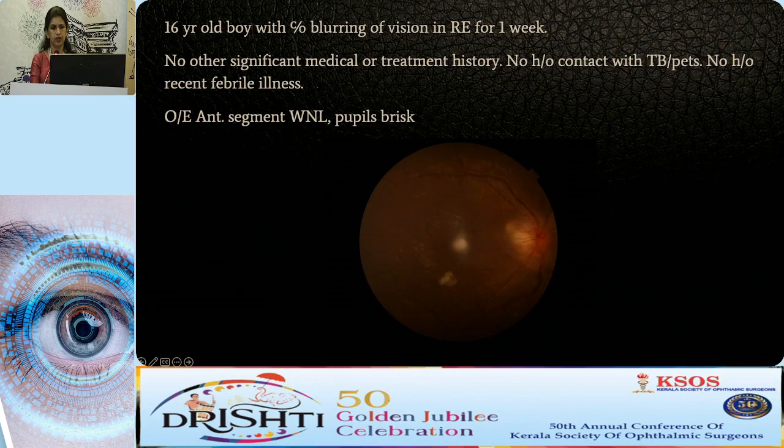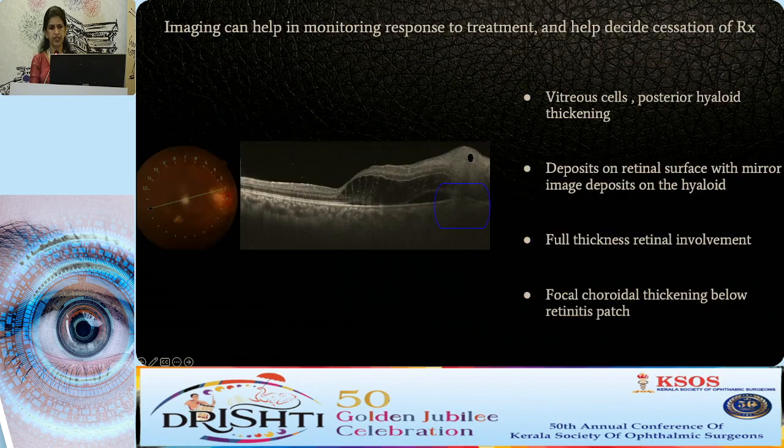So coming to retinitis lesions, first we have the commonest of them all, that is toxoplasmosis. Imaging can help in monitoring the response to treatment and help you to decide when to stop treatment, especially when they are on anti-toxoplasmic drugs and steroids. You need to know when to exactly stop treatment. So this is a very objective method.